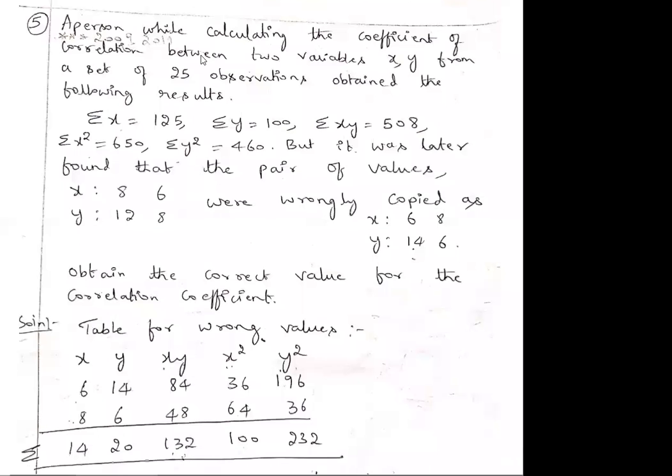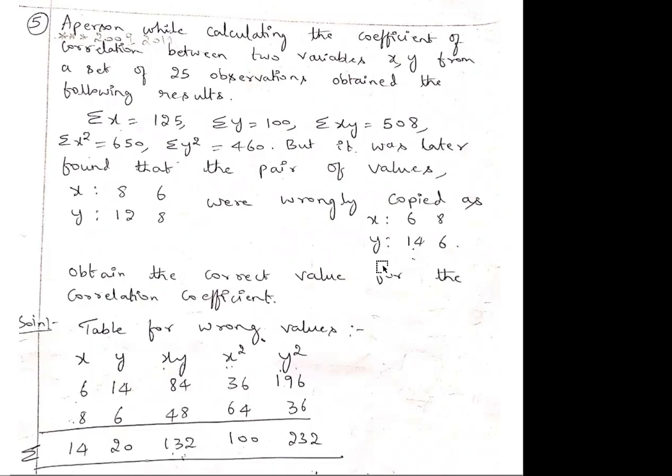Okay, this one. A person, while calculating the coefficient of correlation between two variables x, y, from a set of 25 observations, obtained the following results. He had 25 values of x and y, and he has made some observations. Summation x is 125, summation y is 100, summation xy is 508, summation x square is 650, summation y square is 460. But it was later found that the pair of values x 86, y 128 were wrongly copied as 68 and 146.